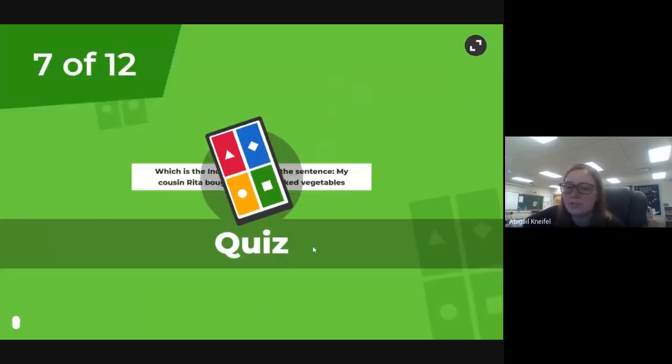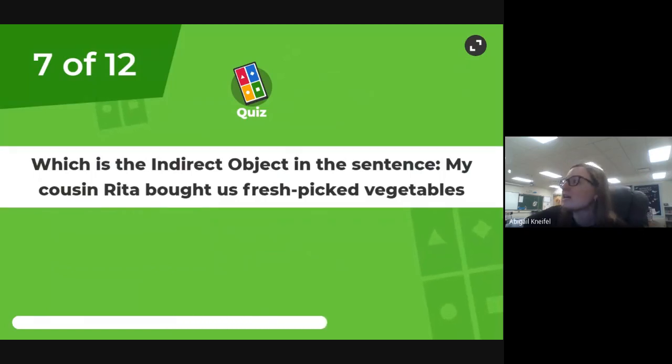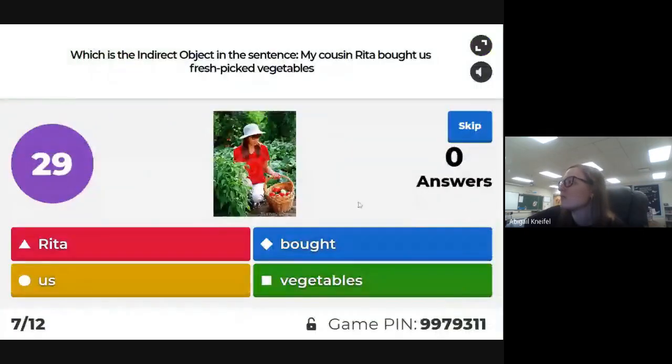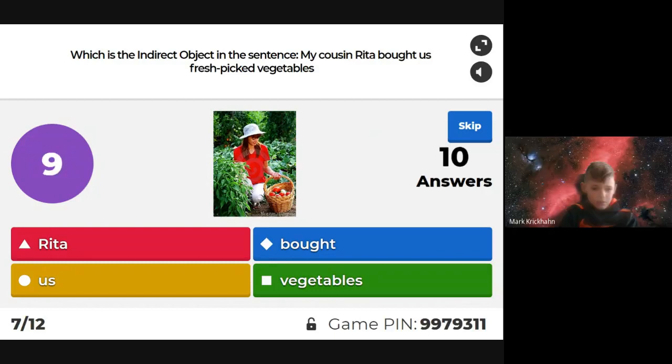All right, number 7. What is the indirect object? My cousin Rita brought us fresh pickled vegetables. So, brought is our verb. Vegetables is the direct object. So, who were the vegetables brought to?